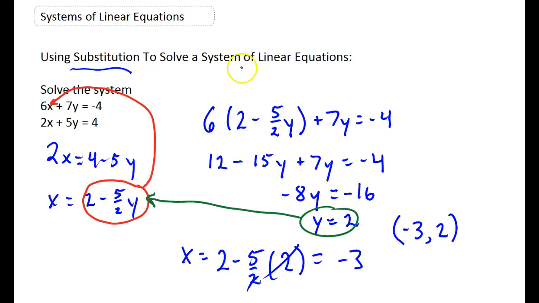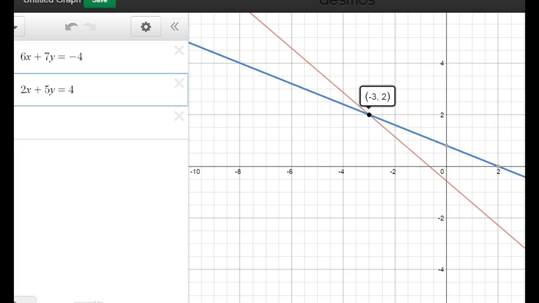What does that mean? Well, these are linear equations, and if I graphed the lines, then this is the point where they would intersect. And as you can see, that's the case here. I've graphed these two lines, and here's one line coming down here. That's the 6x plus 7y equals -4. And here's the other line, the 2x plus 5y equals +4. And right there is the intersection point. That's what we figured out.